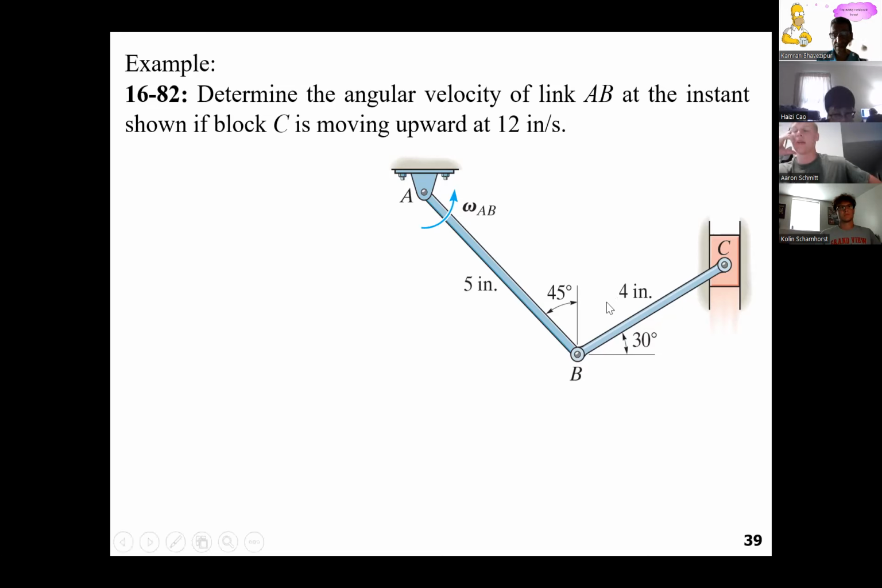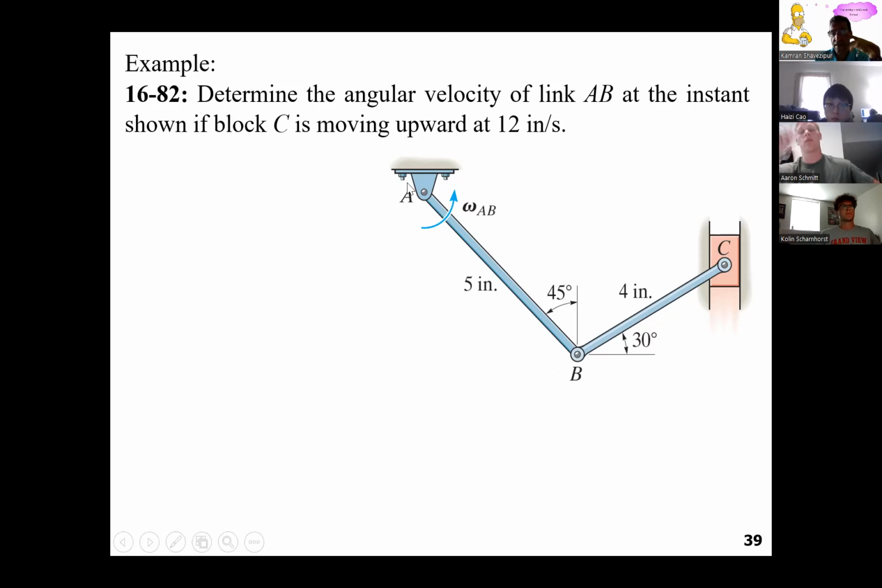Wouldn't B also be general motion as well? Good question. General motion is for the link, right? B is a point. B has rectilinear, rotational motion, circular motion, linear motion, things like that.